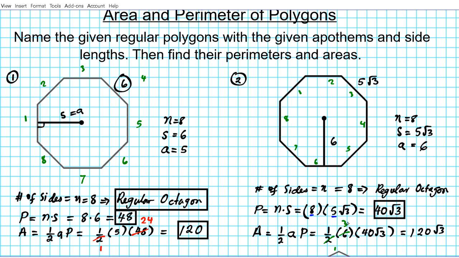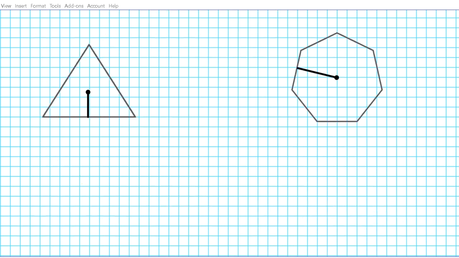All right, notice I multiplied the rational by the rational, so 3 is rational, this 40 is rational. 3 times 40 is 120, and then just carry over the irrational component. So our answer is 120 root 3 as the area of our regular octagon in number 2. All right, let's take a look at question 3 and 4, 2 more problems, and then we'll give you 6 practice problems to try out.